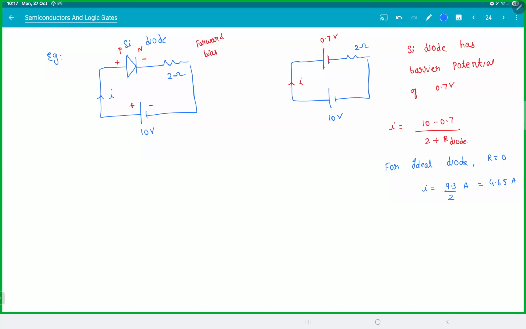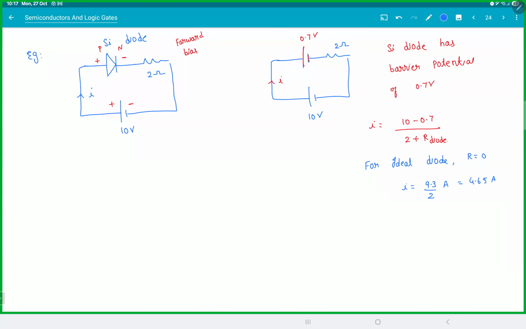Questions will be of this sort. It will become a current electricity question once you realize what the diode is. Clear what we did? I'll give you one. You guys try this. Let's say this is a silicon diode. This is a germanium diode. This is 10 volt and this is 2 ohms. Find I.